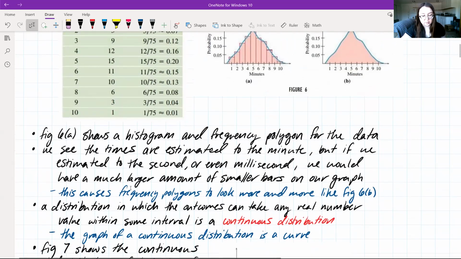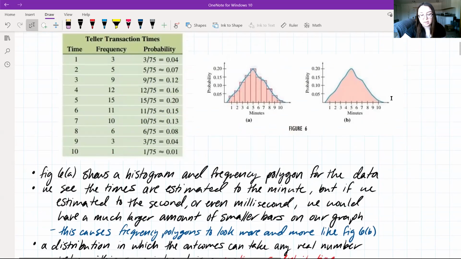Then we see that this would cause the frequency polygon to look more and more like figure 6b. So 6b here is the same graph, it's just that now we have a frequency polygon that is much smoother, and then we just have the area underneath that is colored pink. So if we have smaller intervals over a wider period of time, we're going to get much more accurate representations, just like we have here in figure 6b.